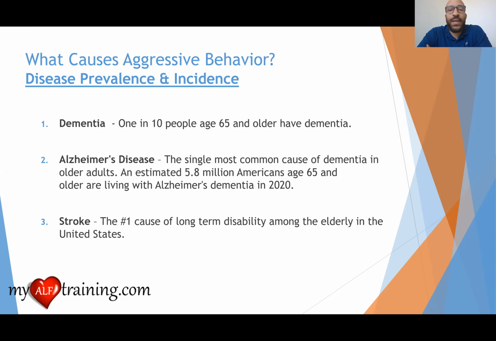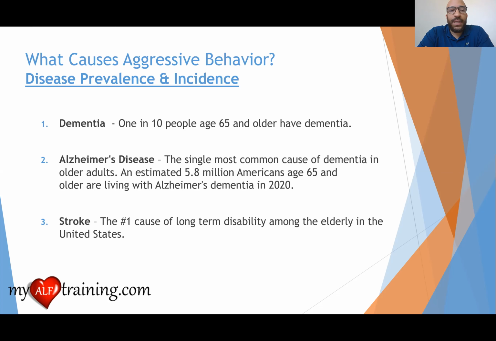Alzheimer's disease is the single most common cause of dementia. So Alzheimer's disease causes dementia in older adults. An estimated 5.8 million Americans aged 65 and older have dementia in the current year, 2020. So again, dementia and Alzheimer's disease, these are two very prevalent diseases in the elderly population that put them at risk to have this aggressive behavior.